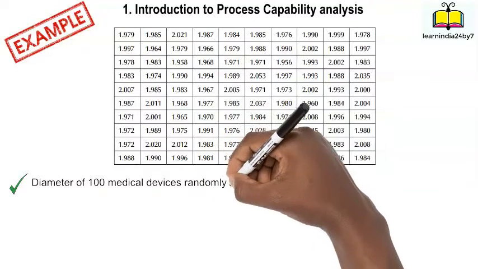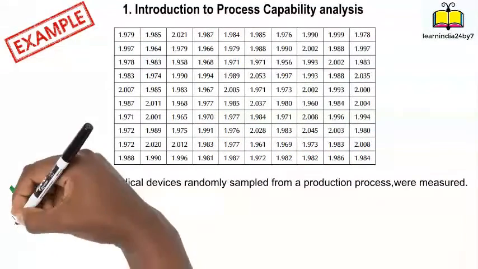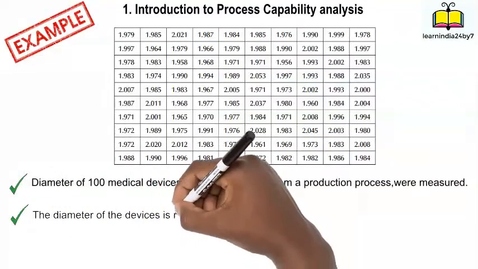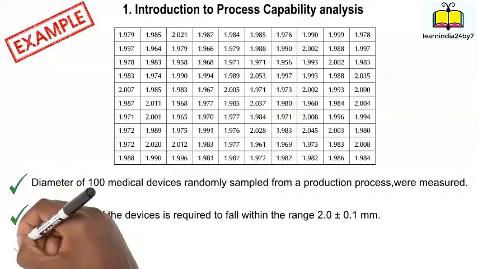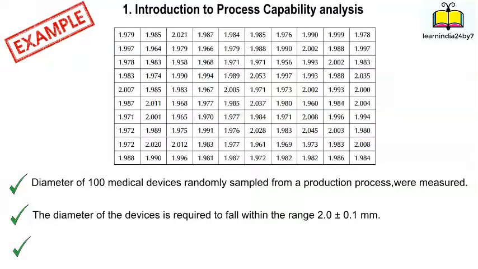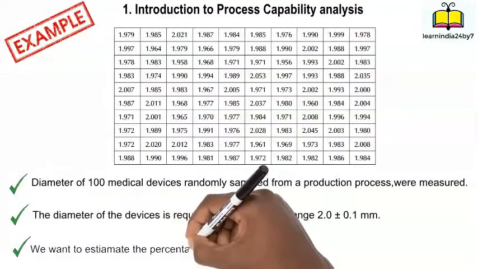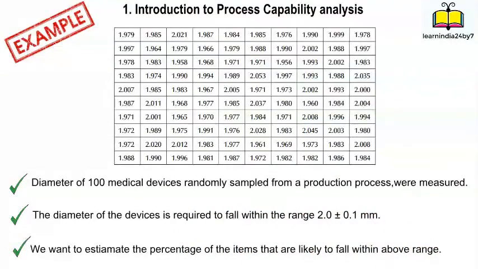The diameter of 100 medical devices was measured. The diameter should fall within a range of 2 plus or minus 0.1 mm. In this case, we want to estimate the percentage of devices that would fall within this range.